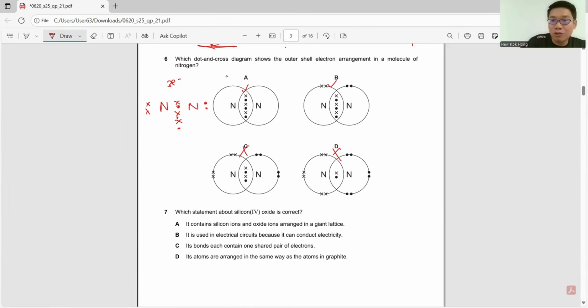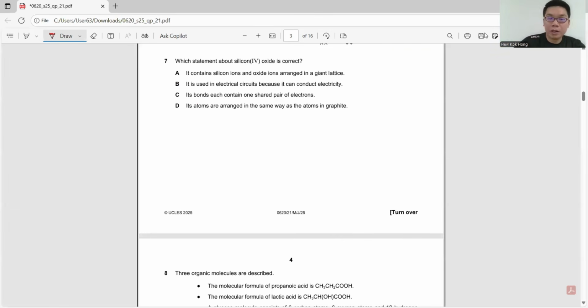Then here is wrong because they do not put the 2 electrons here. This is like nitrogen is group 3, which is wrong. So like this, group 5 is correct. So it's B. The nitrogen has how many outermost shell electrons? You can refer back to the periodic table. It's group 5. Question 7.